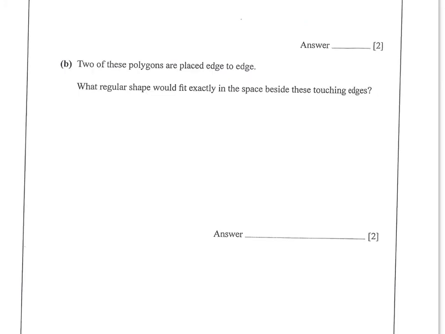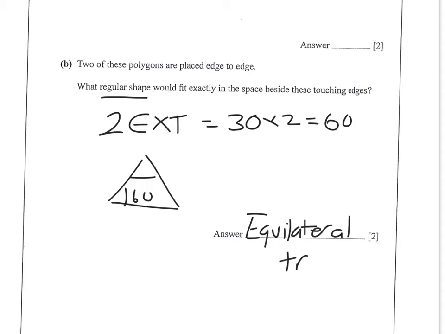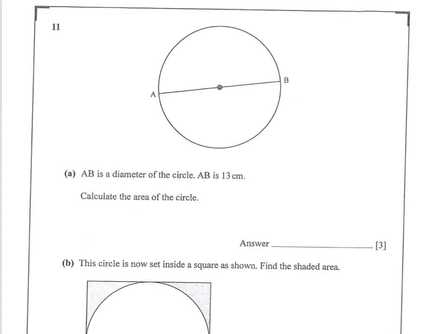So 2 of these polygons are placed edge to edge. What regular shape would fit exactly in the space touching the edges? Well, we're going to have 2 exterior angles. So that's 30 times 2, which is 60 degrees, and it's regular. So we want a shape which is regular and has angles of 60 degrees, and that's an equilateral triangle. A lot of you got triangle, but missed the fact that it's equilateral. And look here, there were 2 marks.